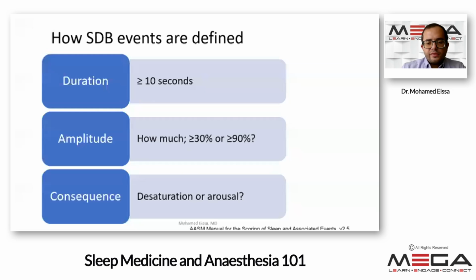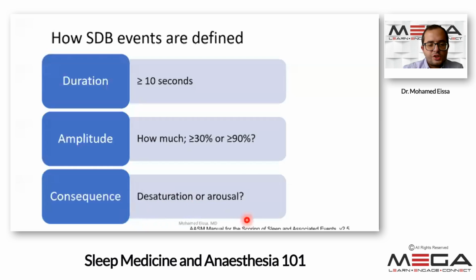So to define an event of sleep disordered breathing, we need to keep in mind the duration, the amplitude, and the consequence. For duration, for a sleep disordered breathing event to be recorded, it should last more than 10 seconds. And the amplitude: how much is the decrease in the airflow or the respiratory effort, which should be at least more than 30% to say it's a hypopneic event, or equal to or more than 90% to say it was an apneic event. And the consequence that would happen, which would be either desaturation or arousal.